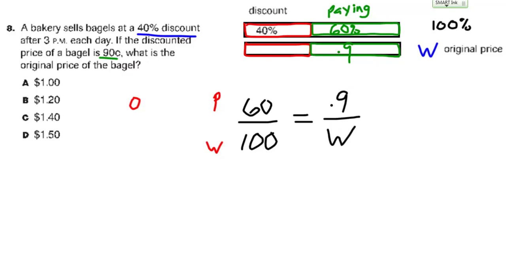Alright, so now let's simplify. Let's get rid of the zeros. We've essentially just divided by 10. And now both 6 and 10, the GCF of those two values would be 2, so let's divide by that to get it in simplest form. 6 divided by 2 is 3, and 10 divided by 2 is 5. So basically what we're looking at is 3/5 equals 9/10 over W.